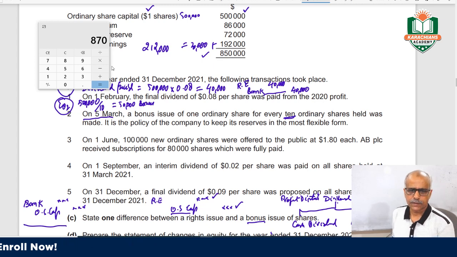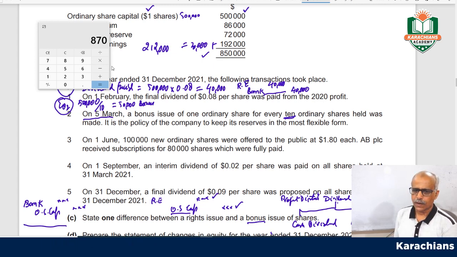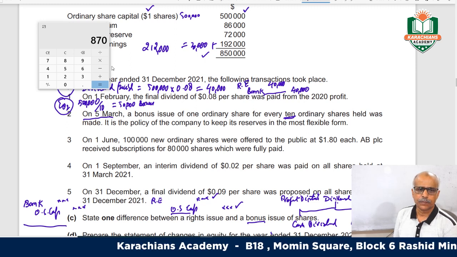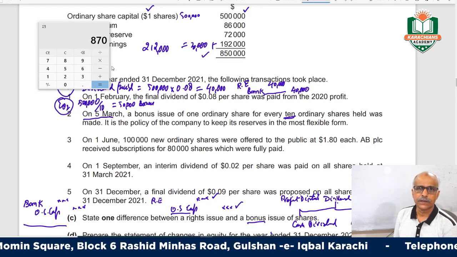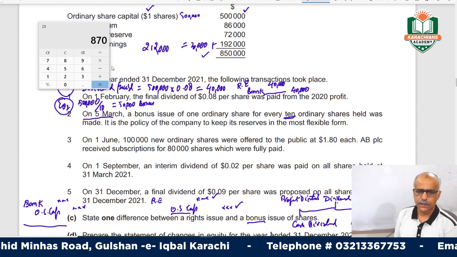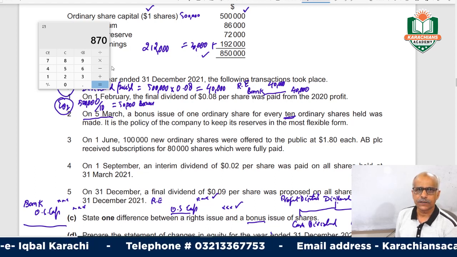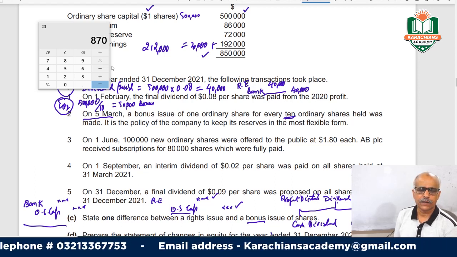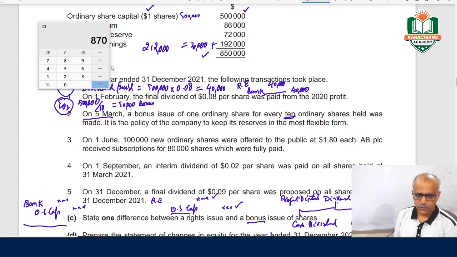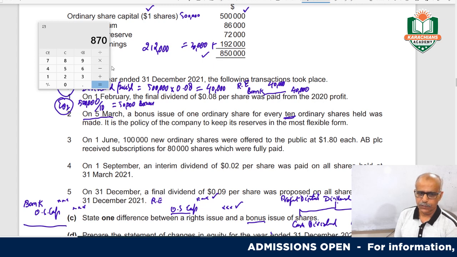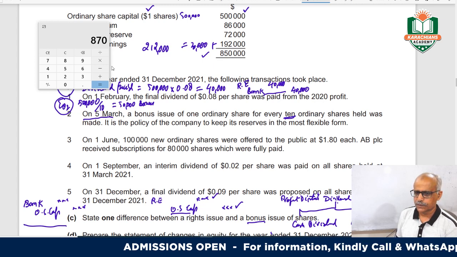On 5th March, you are issuing a bonus. Bonus means you are paying dividend, a stock dividend. You are paying dividend in the form of shares, right? The above 140,000 was your cash dividend, and this is your stock dividend. We sometimes call it stock dividend, and normally it is called bonus shares. So 50,000 bonus shares you are issuing.